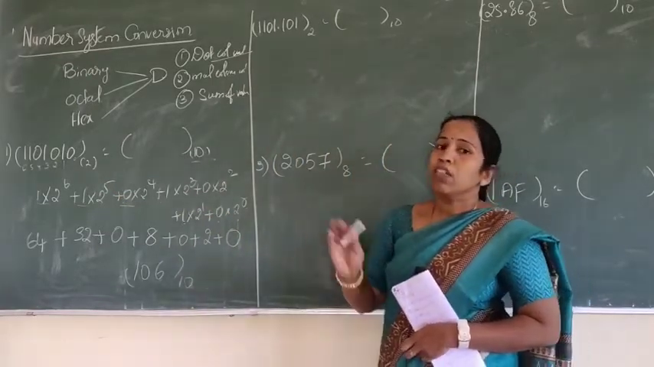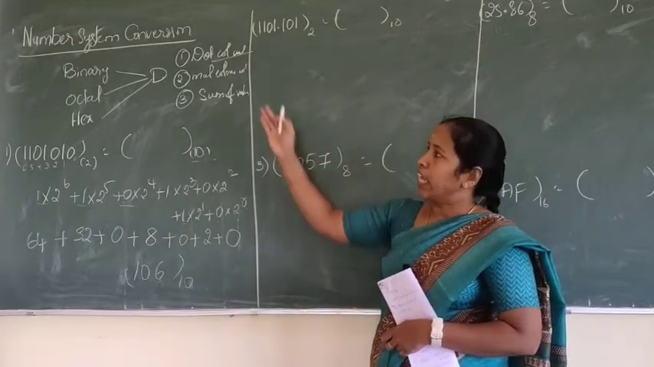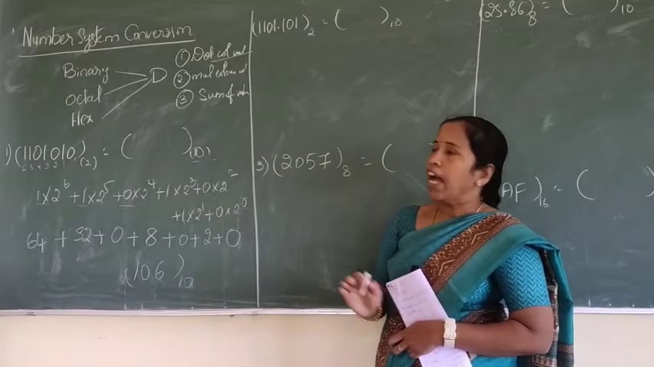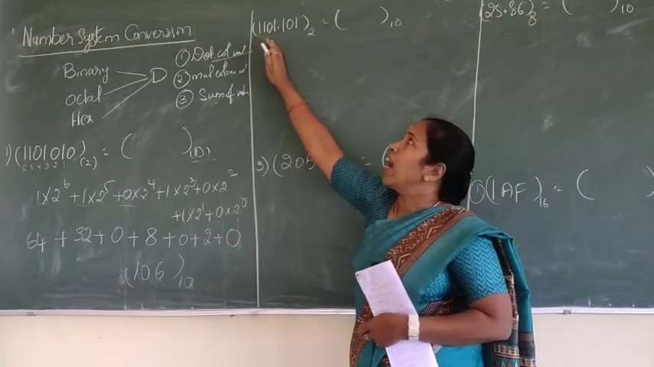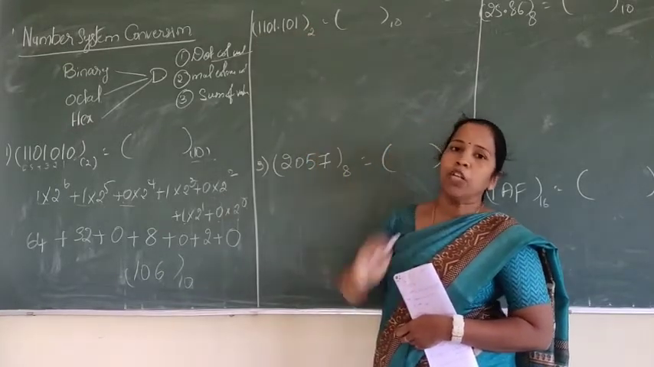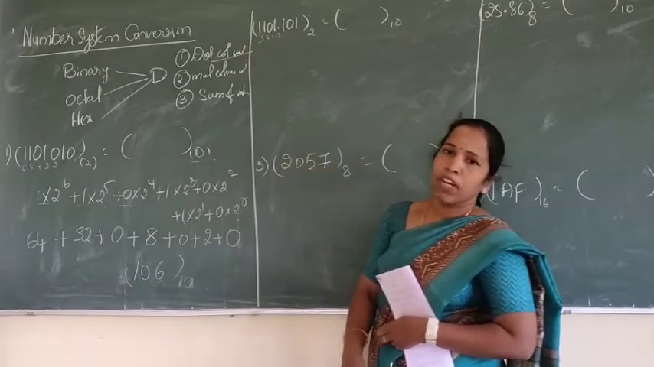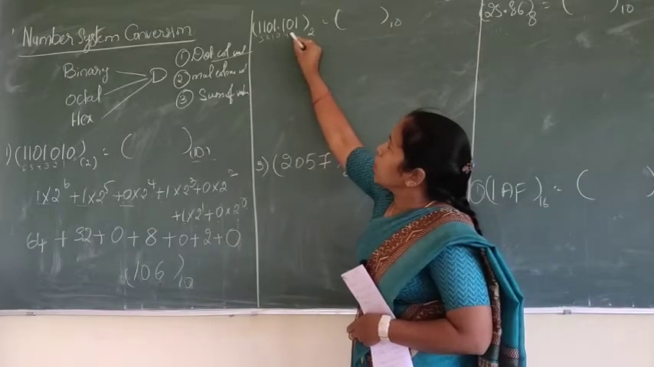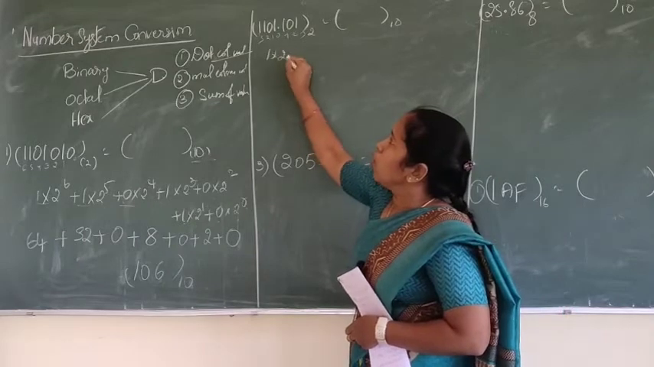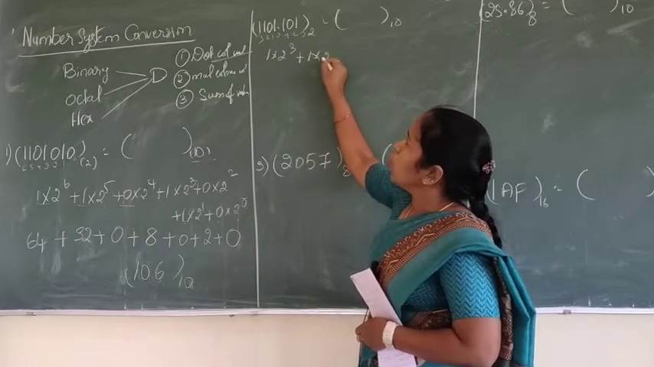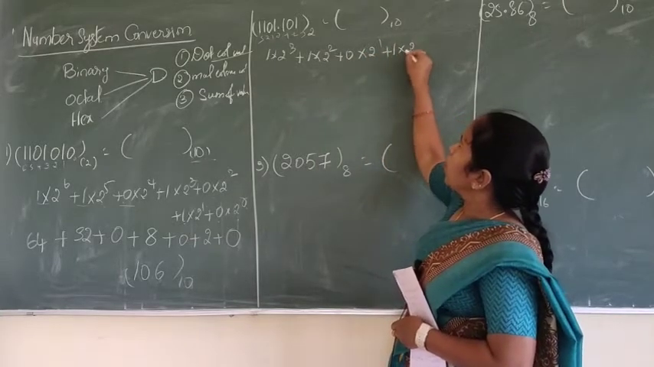Now, one more example. If the number has an integer part as well as a fractional part, the same steps are followed, but before the decimal point you take the positive powers and after the decimal point you take the negative powers. That is 2 to the power of 0, 1, 2, 3, and on this side minus 1, minus 2, minus 3. That is 1 into 2 cube plus 1 into 2 square plus 0 into 2 to the power of 1 plus 1 into 2 to the power of 0.